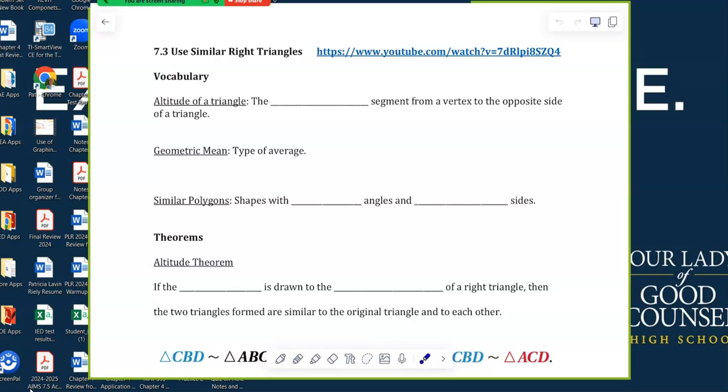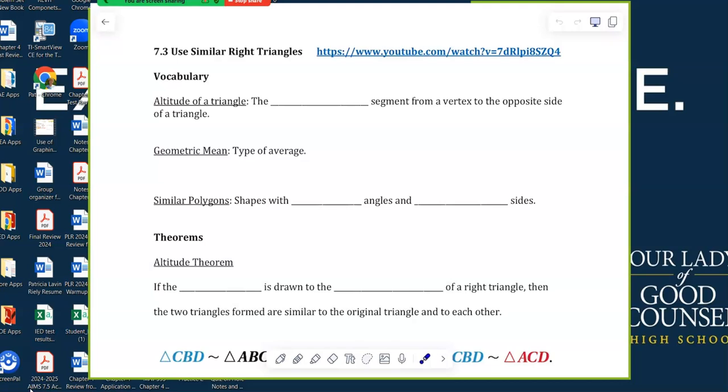Let me see where I am. So, as I said, we're going to hold off on the 7.1 and 2 quiz and continue these notes. Okay, so we're going to fill this in.